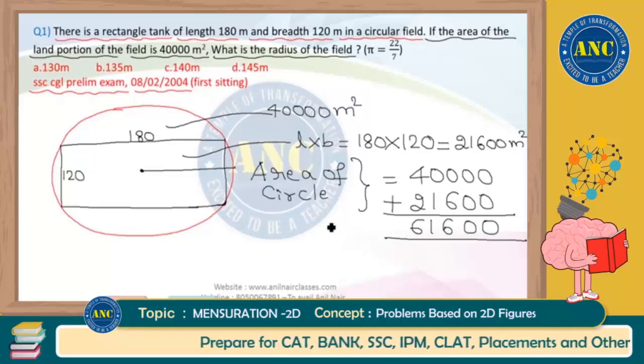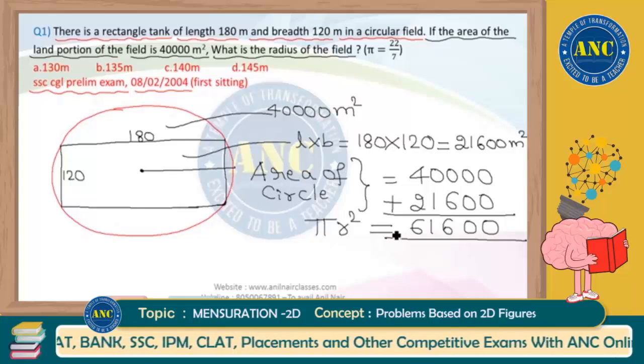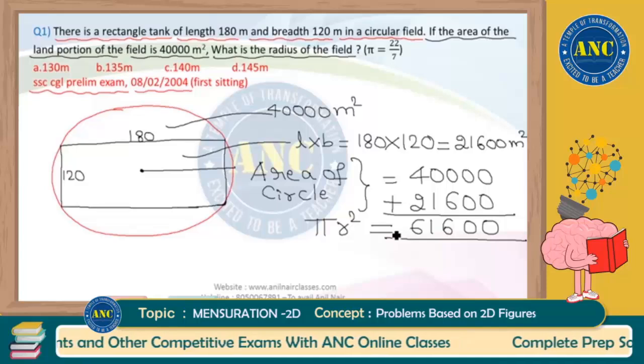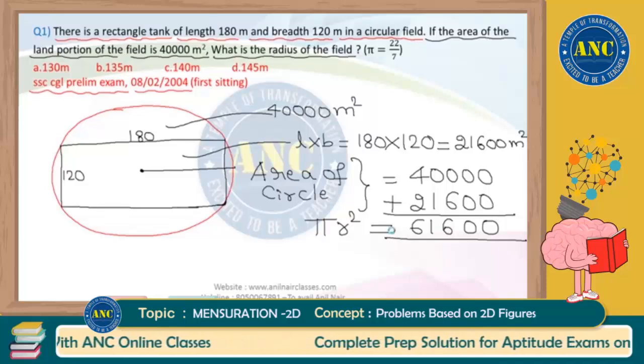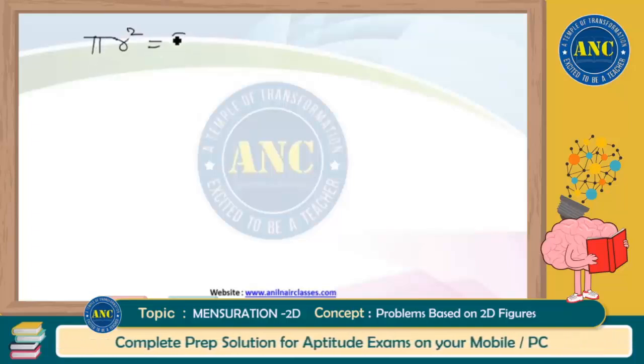That means area of the circle is given by the notation pi r square. Pi r square totally is 61,600, and the only unknown value in this equation is r, and that is what they are asking. Is it difficult for you to find from here? Definitely I don't think so.